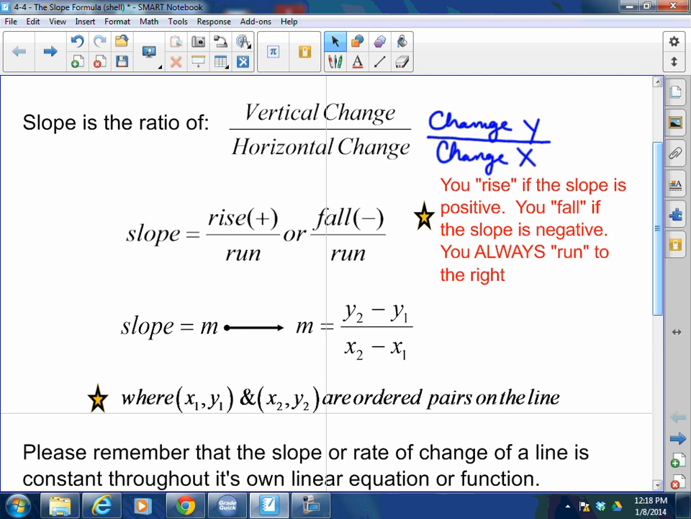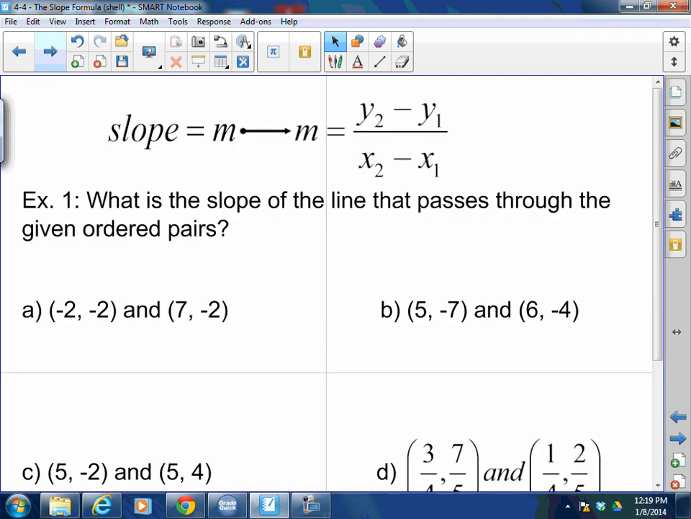Please remember also that the slope or rate of change of a line is constant throughout its own linear equation or function. So this was just basically a review of yesterday. Now, I'm going to continue reviewing with some actual examples. Okay, again, slope equals m. Slope, or m, equals y2 minus y1 over x2 minus x1.